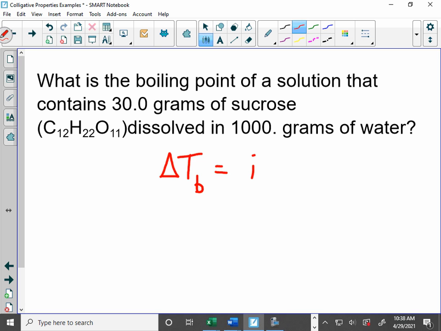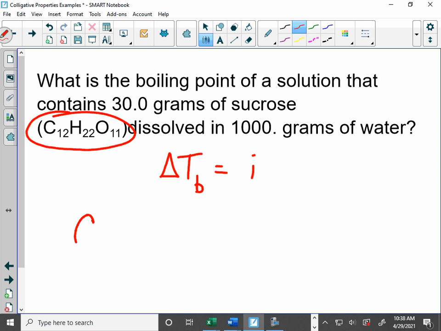Okay? So, just real quick, let's go over this. If I have sucrose right here, sucrose is covalently bonded, so it is a molecule. When it is dissolved in water, it only forms one particle. So anything that is molecularly bonded has one particle. So for this one, the van 't Hoff factor is going to be 1.